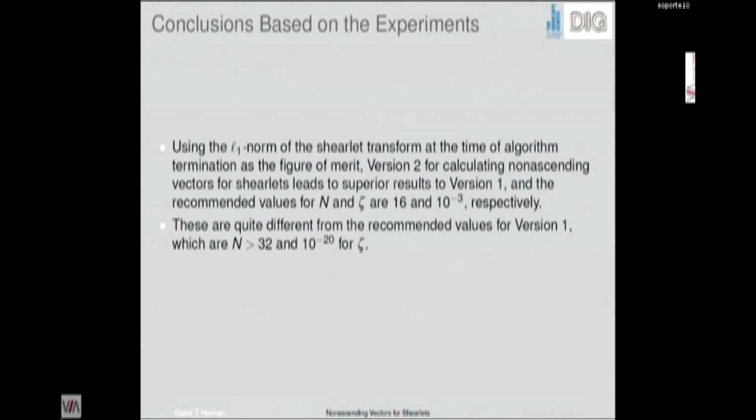Okay, so that's it. Using the L1 norm of the Shearlet transform at the time of algorithm termination as the figure of merit, version 2 for calculating non-ascending vectors for Shearlets leads to superior versions to version 1, and the recommended values for n and theta are 16 and 10 to the minus 3 respectively. These are quite different from the recommended values for version 1, which are using n something greater than 32 and 10 to the minus 2 for theta. This is what I've been using until about 2 months ago.